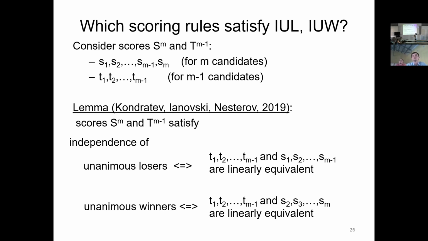And naturally, this relation of linear equivalence is transitive. So if a scoring rule satisfies both independence of losers and winners, then the S numbers are equivalent to the T numbers, which are equivalent to the other S numbers. In other words, if a rule satisfies both independence of winners and losers, then the head of the vector must be equivalent to the tail. And this lets us see how these scores must look.